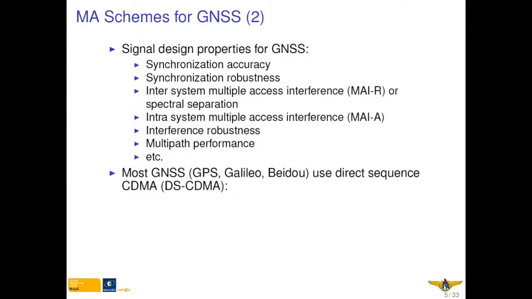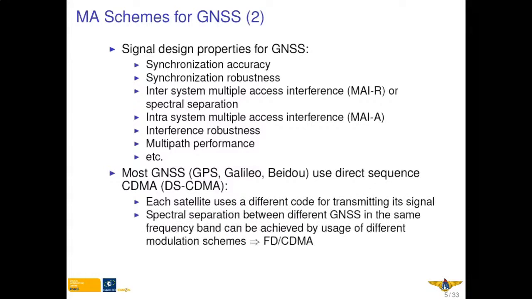Most GNSS, GPS, Galileo, and BeiDou use direct sequence CDMA, DS-CDMA. In this case, each satellite uses a different code or spreading sequence for transmitting its signal. Spectral separation between different GNSS and their services in the same frequency band can be achieved by using different modulation schemes. And thus, all these systems achieve an FD-CDMA, so frequency division, code division, multiple access.